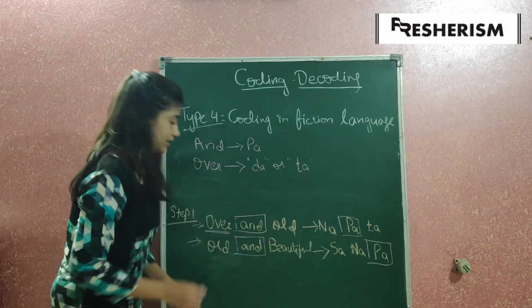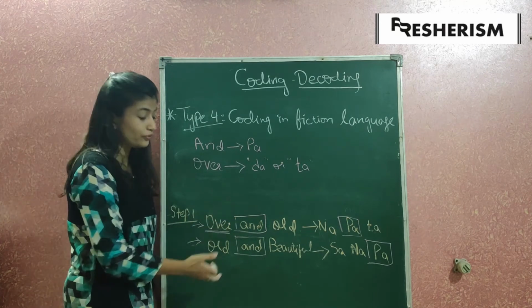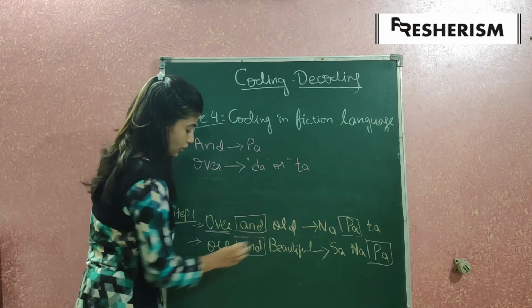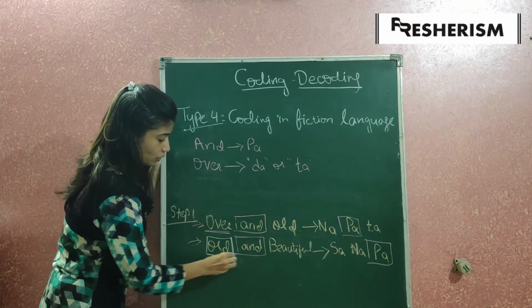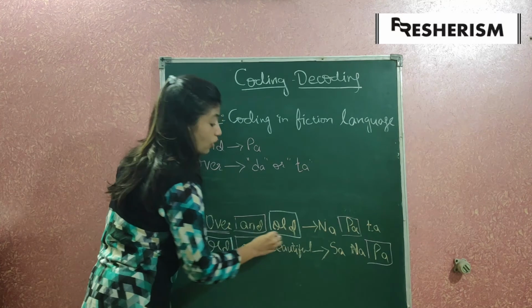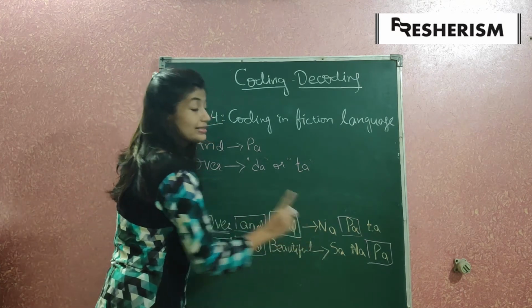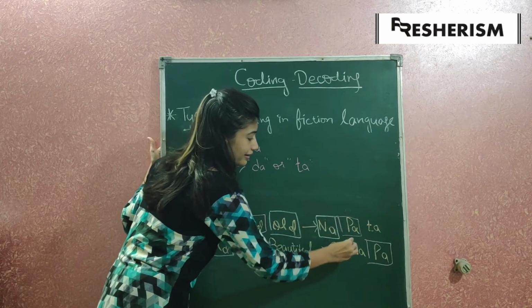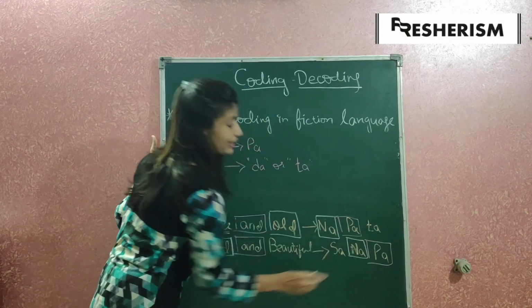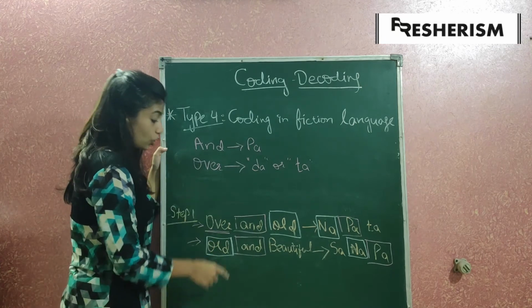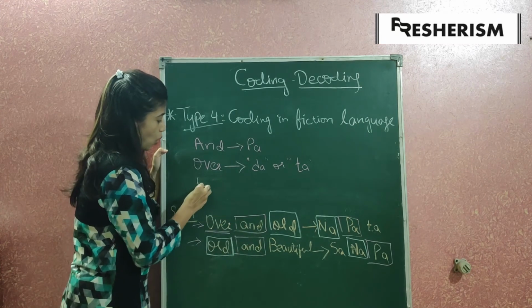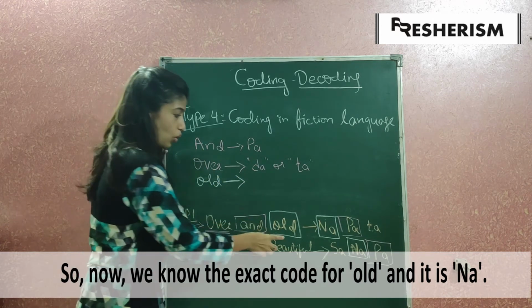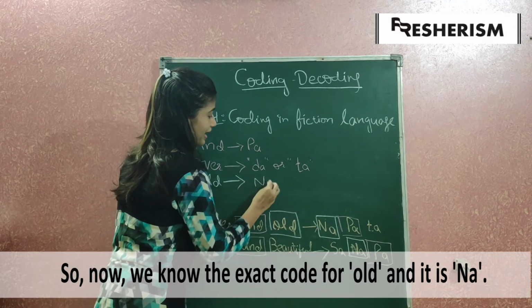Now let's check if there is another matching word from these two sentences. Yes, there is. The word old. Here it is also old. Here it is also old. Let's check if the same code is available. Yes. Here it is NA and here it is NA. That means the code for the word old is NA.